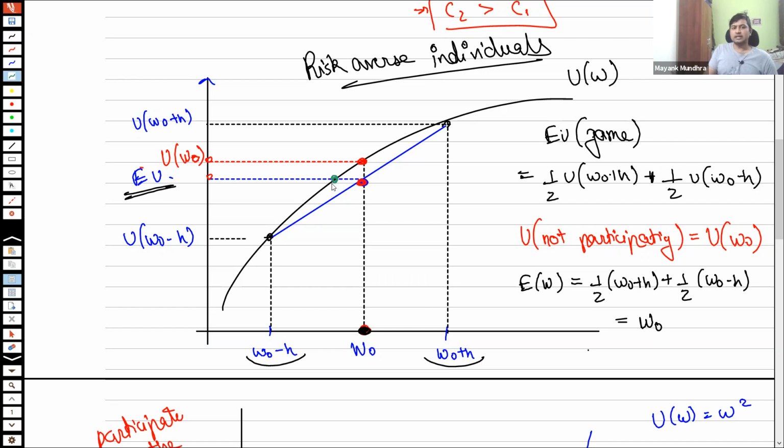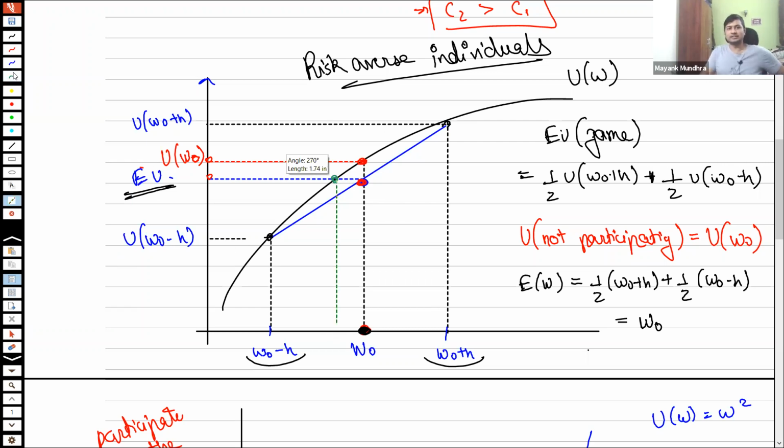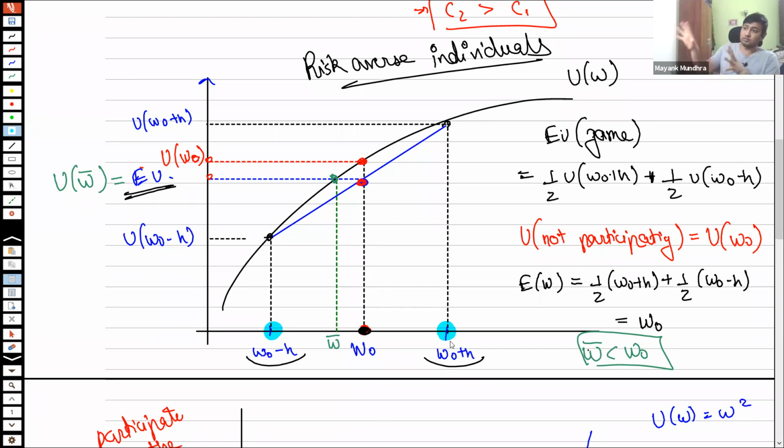Now, notice that he can get the same level of expected utility if he were to get a fixed amount of income W prime, in a different color. For a W prime less than W naught, his certain utility at W prime, or W bar, is the same as his expected utility from playing this game. So imagine this story of a farmer who is stuck with a situation where he gets W naught plus H with some probability and W naught minus H with some probability.